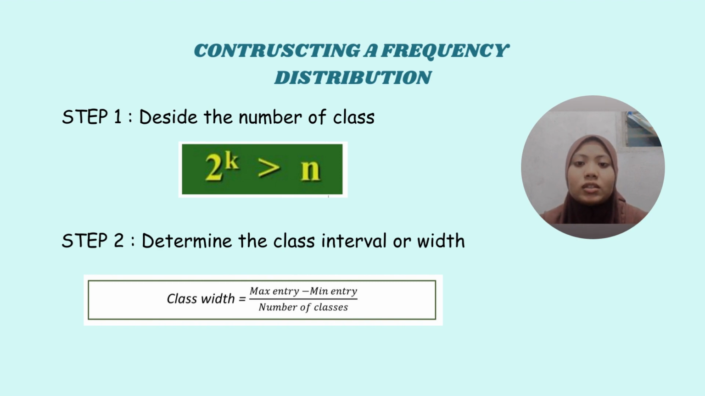The first step is to decide the number of classes using the formula 2 power of k more than n. Since n equals 25, k equals 5 because 2 power 5 is equal to 32, which is more than 25. The second step is to determine the class interval or width using the formula maximum number minus minimum number divided by number of classes, and we get our class width for math is 32 while for English is 47.